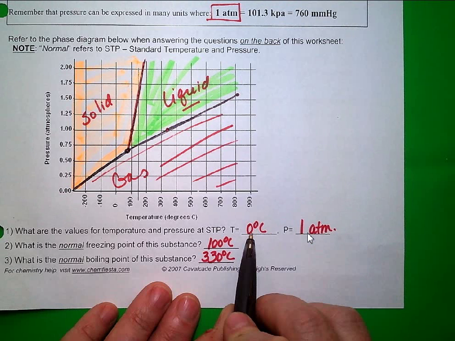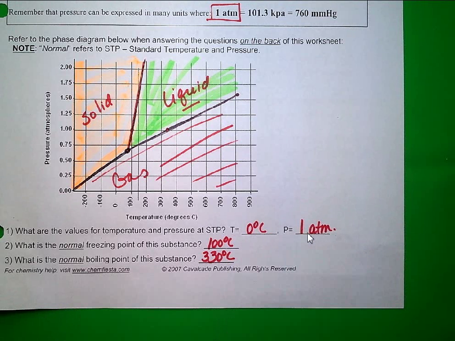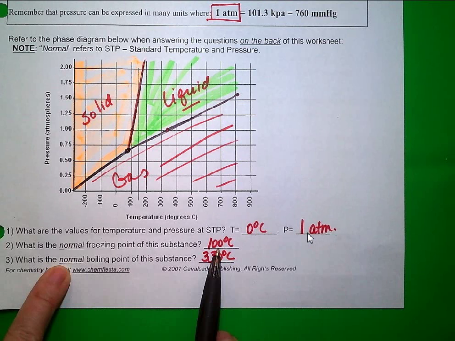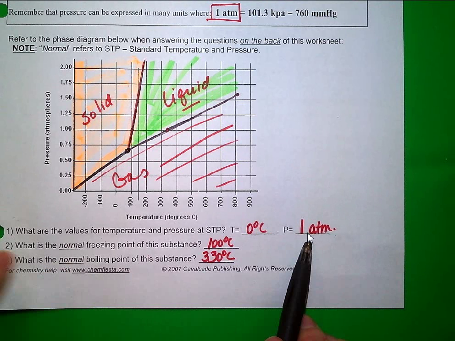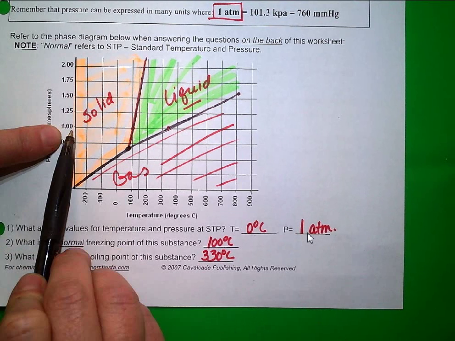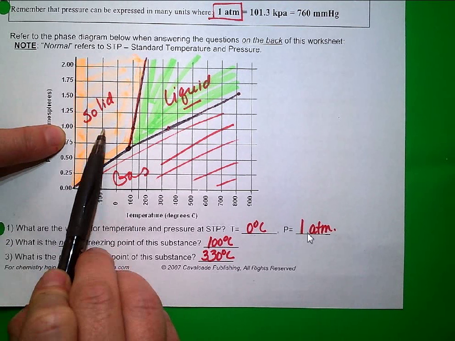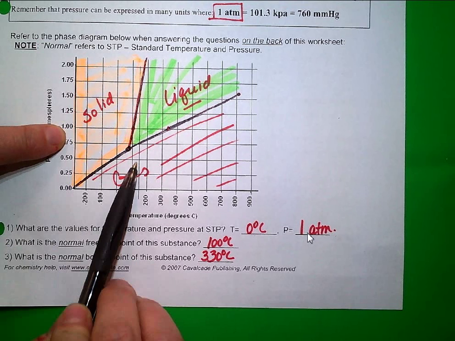So if I'm looking for, like in this case, the normal freezing point, because the freezing point normal is at 1 atmospheric pressure. So when I go over 1 atmospheric pressure, the freezing point is going to have to land on that line. And if I go down, I find out that that's 100 degrees Celsius.